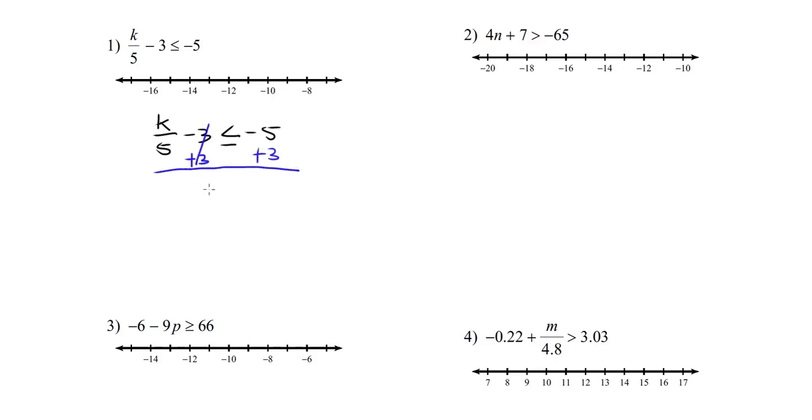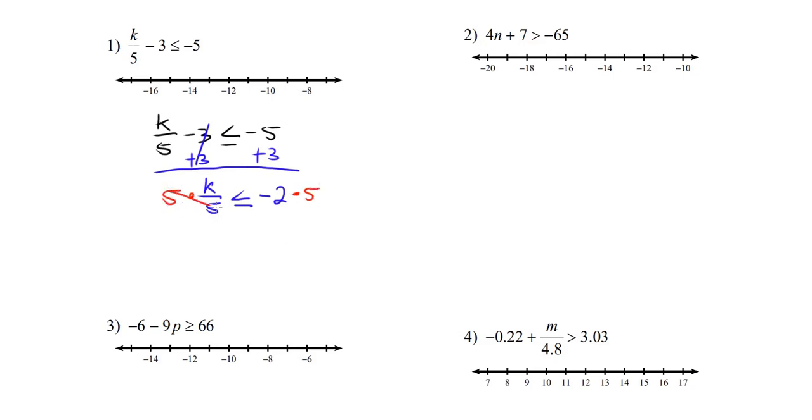Negative 3, positive 3 cancel out, leaving us with k over 5 is less than or equal to, and on the right, negative 5 plus 3, different signs subtract, keep the sign of the bigger number. This is going to be negative 2. Step 2, undo multiplication or division. So we need to undo division by 5. So we're going to multiply by 5 on both sides.